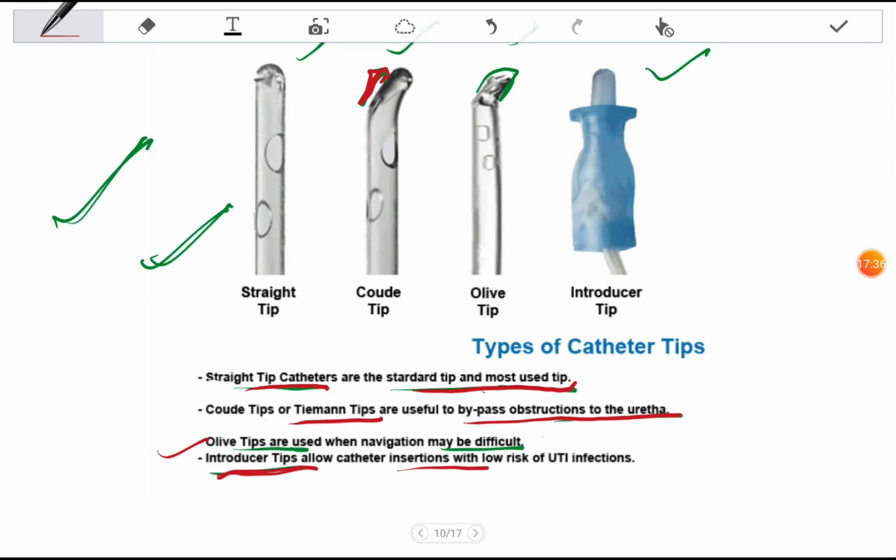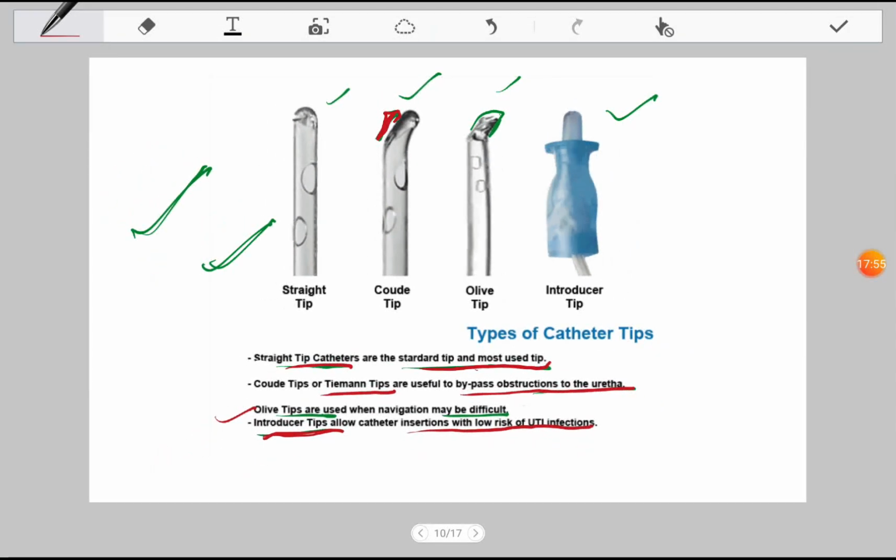Then are the introducer tips. These are insertions with low risk of UTI infections. As you can see, it is all covered. When you inflate it, it will flap over. So this reduces the risk of infection because the sterile part won't touch anywhere. Okay, so we are done with the tips also.